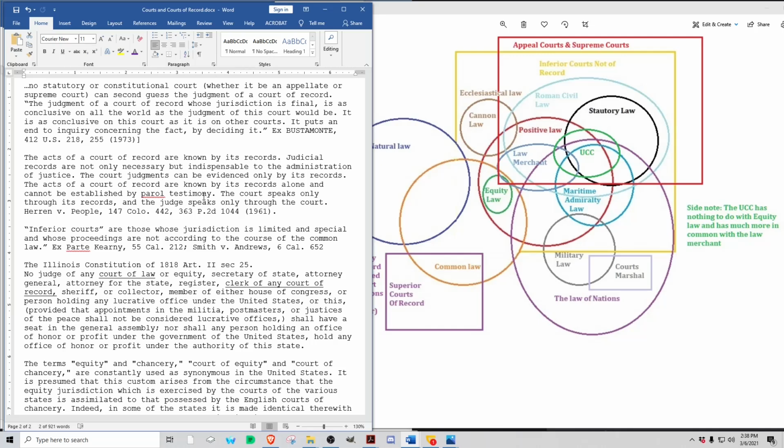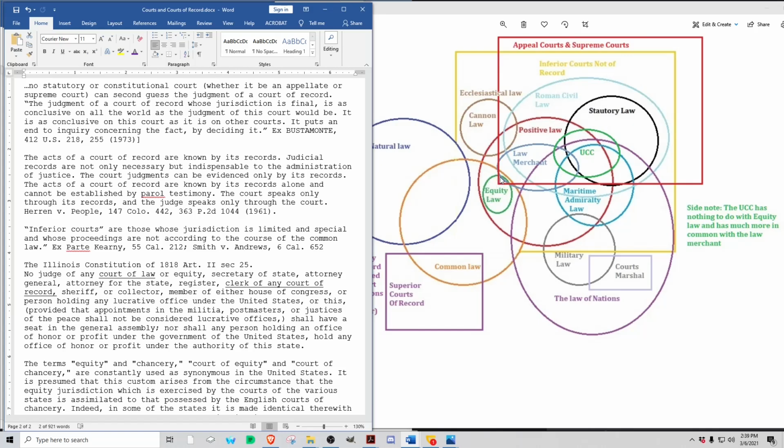So to continue, inferior courts are those whose jurisdiction is limited and special and whose proceedings are not according to the course of the common law, right? So not a common law court, not proceeding according to the course of the common law, they're inferior courts. So this is where we get here. Inferior courts not of record. All this stuff is all inferior courts not of record. Superior courts of record are over here, right? And then courts martial are just for military. And then appeal courts and supreme courts are above the other inferior courts.